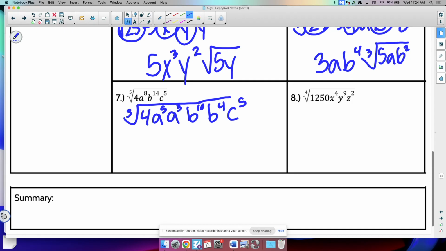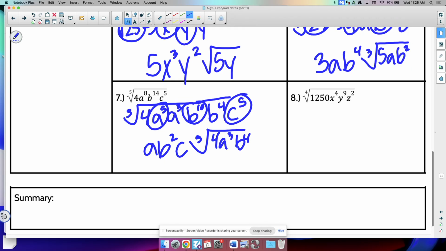4 we can't take out. What's a to the 5th going to turn into? A to the 3rd. Can we take it out? Nope. What about that b to the 10th? What will that be? B to the 4. Can we take it out? Nope. What's c to the 5th going to turn into? And then we still have the 5th root of what's left over.